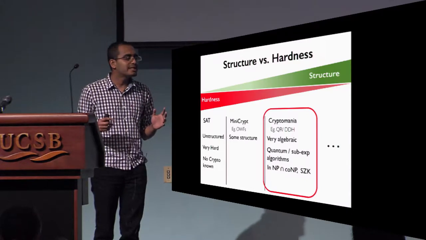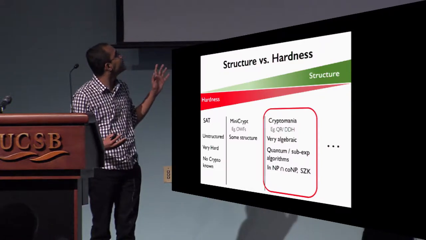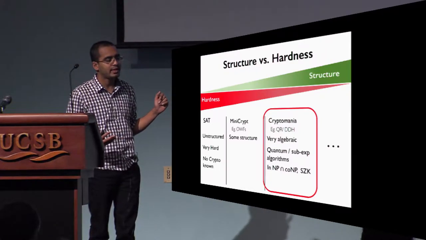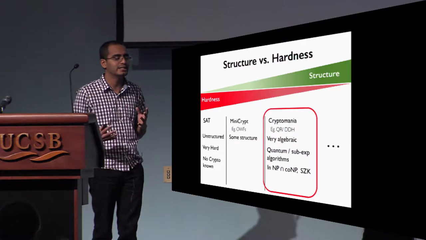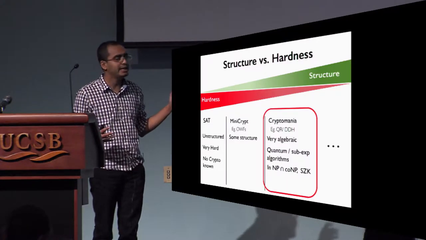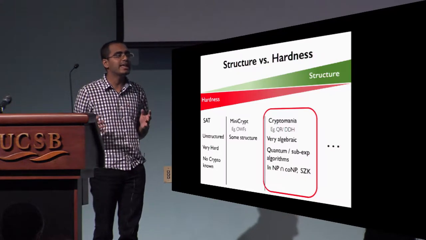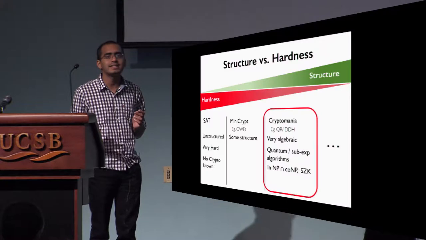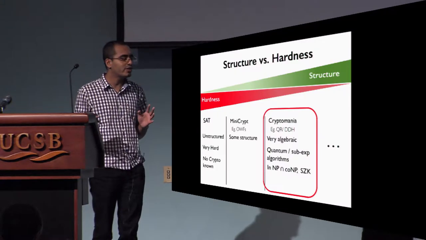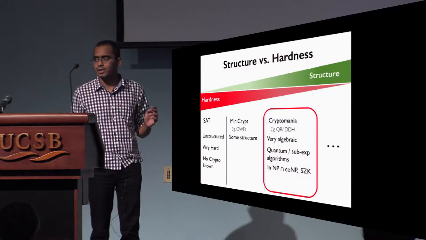So these problems are easier in a different sense as well, that they are unlikely to be NP-complete. And the reason is because they lie in these lower, more structured complexity classes like NP intersect CoNP and SZK. SZK is the class of problems that have statistical zero knowledge proofs. For now, think of it as a small complexity class. I'll define it later. Okay.